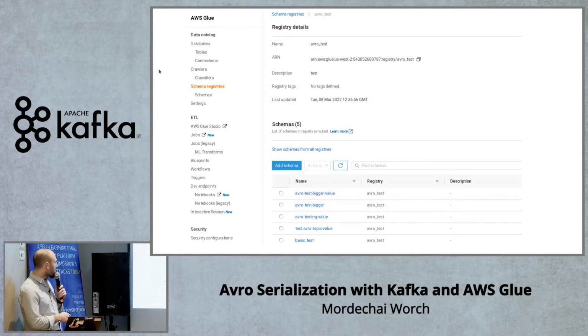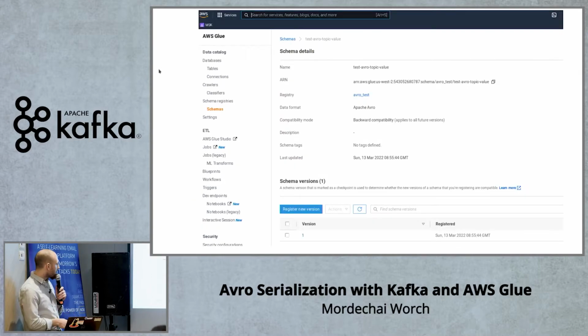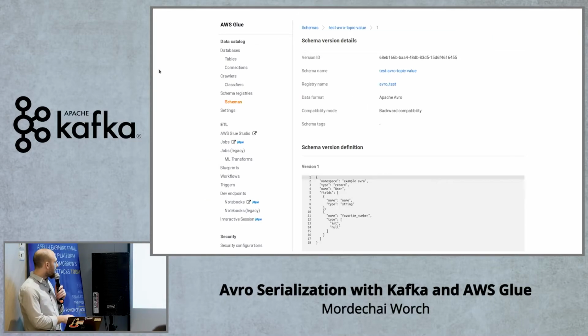So this is kind of how it looks. From the UI, you have a schema registry here. You just click on the button. Here the specific schema registry is called Avro test. So it's a test. We have some schemas here. If we click on a specific schema, you can see that we configured the compatibility mode and we have uploaded a specific version. And if we go to that specific version, we can see the message.